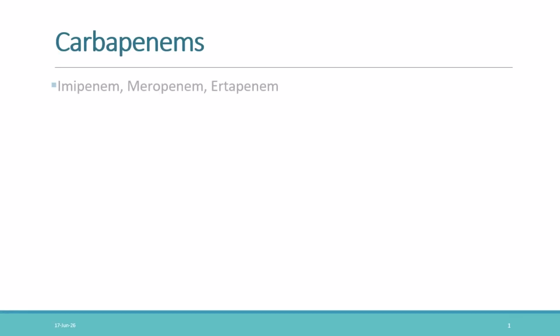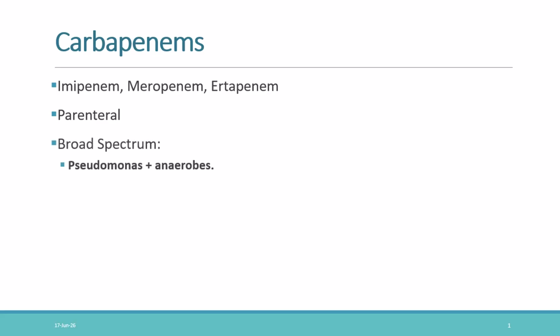Carbapenems are often regarded as the broadest-spectrum beta-lactam antibiotics currently available. Their activity extends across many gram-positive organisms, gram-negative organisms, and anaerobes. Agents such as imipenem and meropenem also exhibit activity against Pseudomonas aeruginosa. Another important characteristic is their excellent penetration into cerebrospinal fluid, making them useful in selected central nervous system infections.